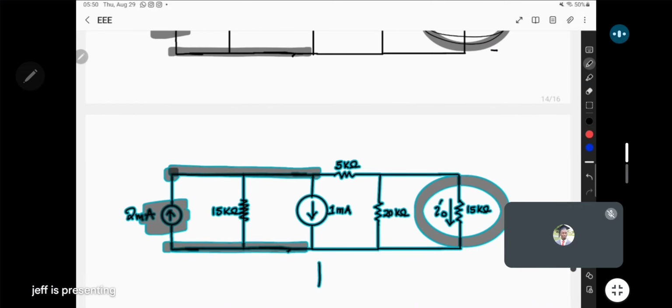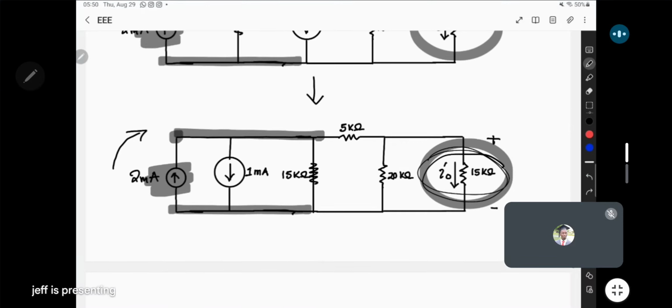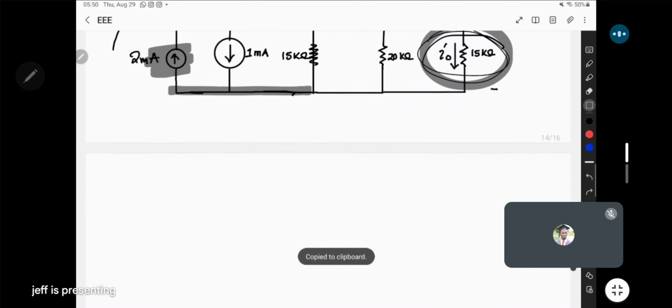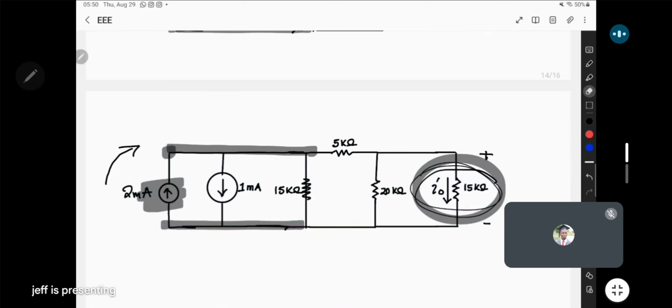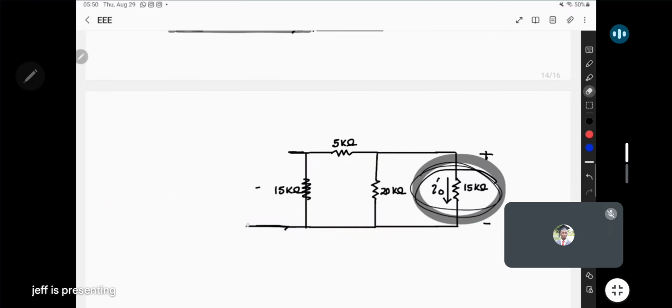In other words, I want to change my circuit. Let me get this one here. I want to transform it one more time. But now I want to look at these two sources as just one. I want to combine them. So if I'm combining them, what will be their overall value?